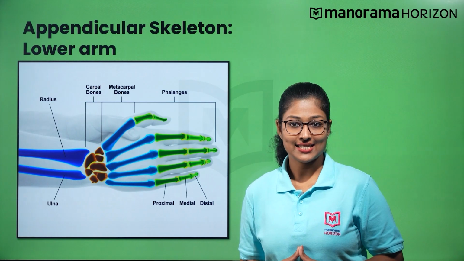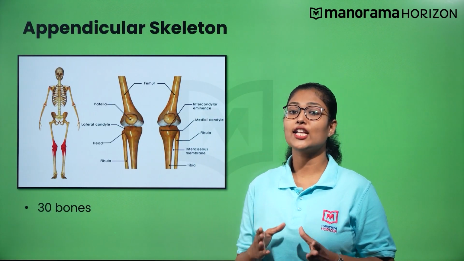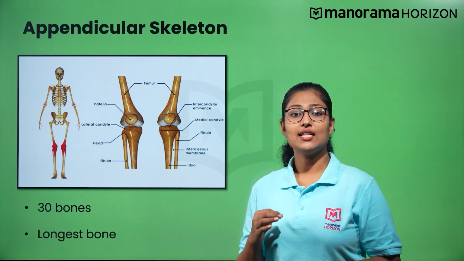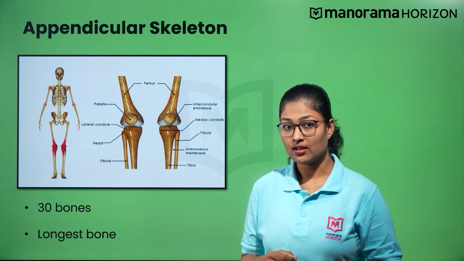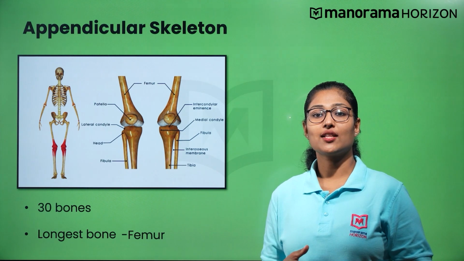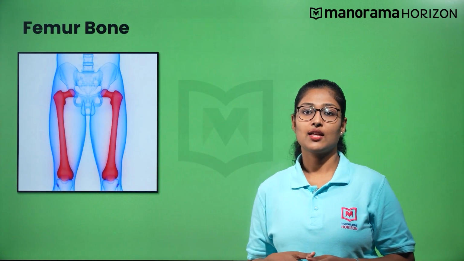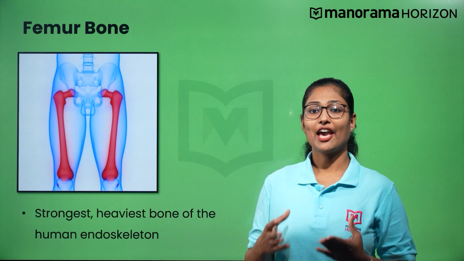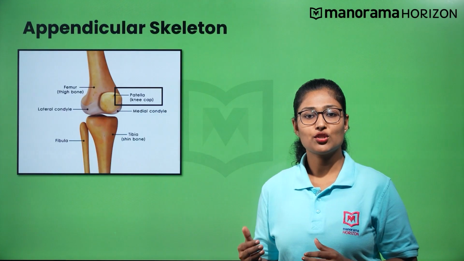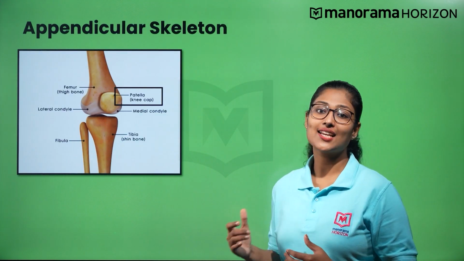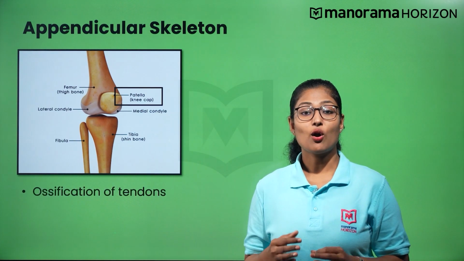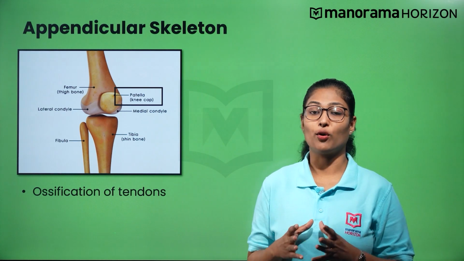In the case of legs, there are 30 bones in each leg. Let us now check the bone arrangement. The single longest bone of the body, the femur, is present in the thigh region. Let us check the features of the femur. It is the strongest, heaviest bone of the human endoskeleton. Then comes the kneecap, that is the patella, seen here. Patella is an ossification of tendons. We call such structures sesamoid bones.